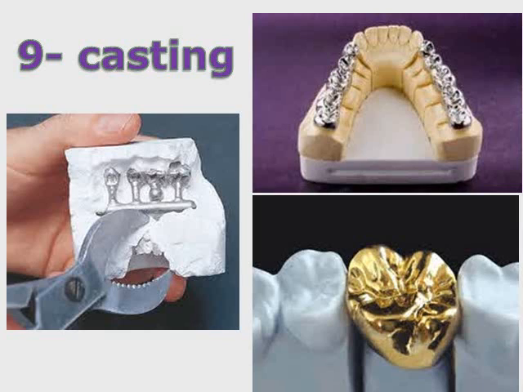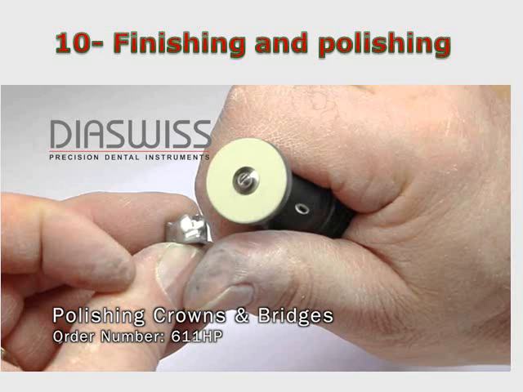After the molten metal is set hard, we are going to remove the investment material, and we can take the crown or bridge from it, and we are going to check it on the model to see if it is okay or not. Before we put it in the patient's mouth, which is the cementation of the crown or bridge.